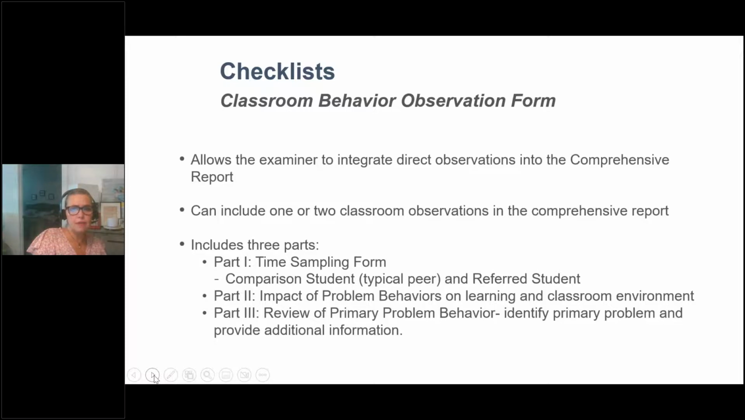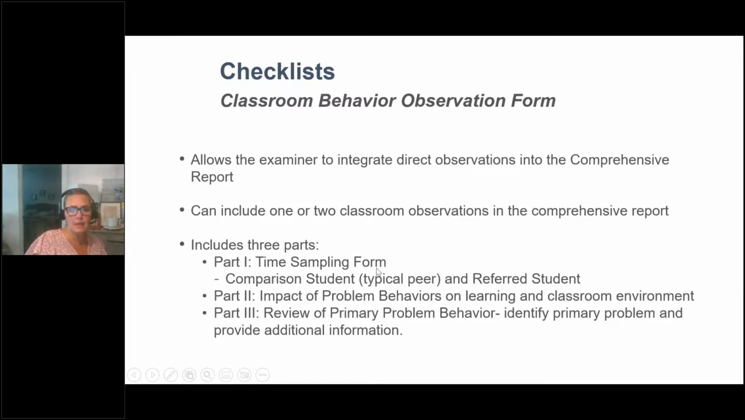And then the classroom behavior observation form, it allows you to integrate direct observations into the comprehensive report. You can include 1 or 2 classroom observations in the comprehensive report. We always recommend that students are observed in the classroom where the student's struggling, as well as in the classroom where the student has intact ability, so that we can compare students' performance across those different environments. So there's 3 parts included in this observation form.